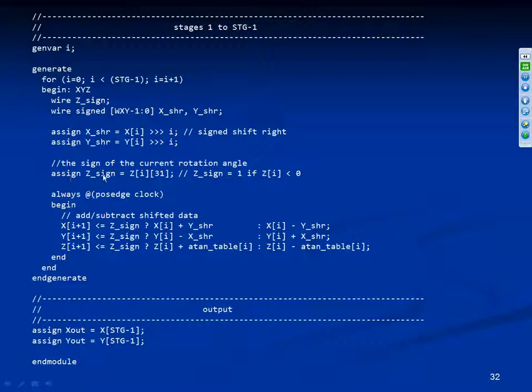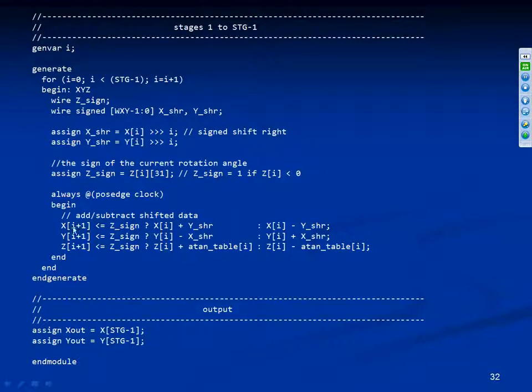And then the sine of the current rotation angle is equal to the most significant bit of z of I. Okay, and if z of I is less than 0, then that most significant bit will be a 1. So 1 for this value means that it's less than 0. So then we have an always block. And you notice it has non-blocking assignments, so we're creating flip-flops here.